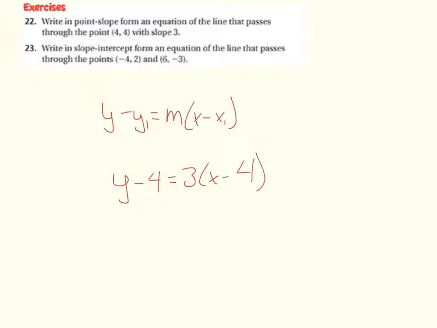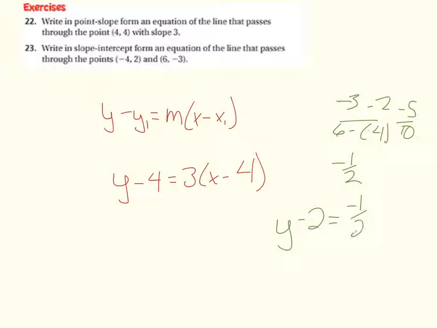For number 23 we need to find our slope first. So for 23 I'd go -3 minus 2 over 6 minus -4, and I get -5 over 10, which is -1/2. And then I pick either point, it doesn't matter which, so I'm going to pick the first point. y minus 2 equals -1/2 times x plus 4. And there it is.